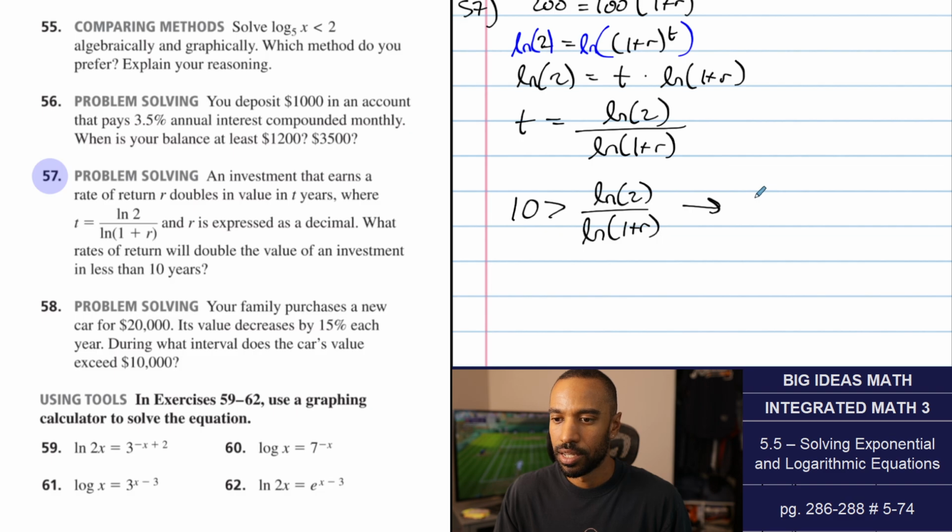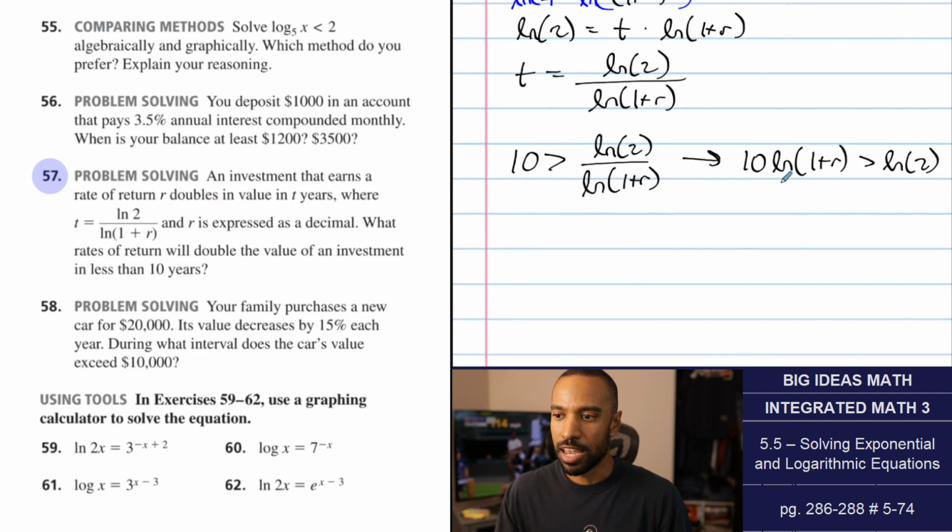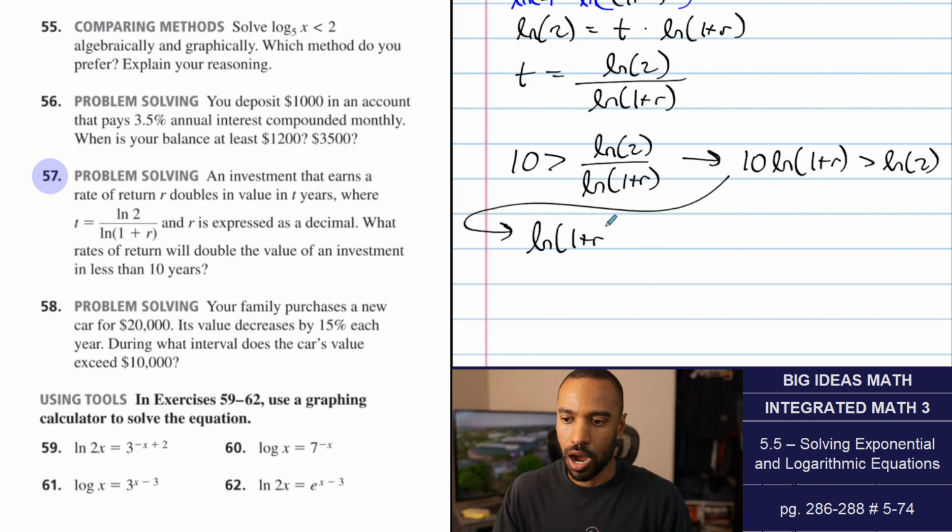So we get 10. Let's see. Should I do that? Yeah. So I get 10 times natural log of 1 plus R is greater than natural log of 2. I can divide both sides by 10. I'm going to write this a little better here now. Natural log of 1 plus R is greater than natural log of 2 over 10.